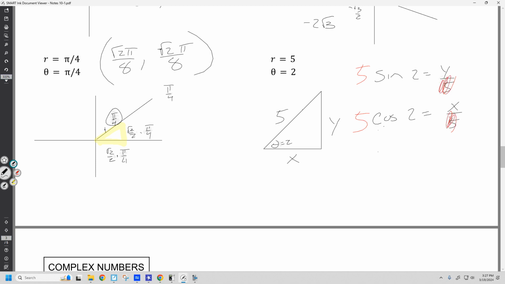So my answer is 5 cosine 2 and 5 sine 2. And guess what? The cosine of 2 is going to be negative, so it puts me in the correct quadrant. I don't have to write that the x coordinate is going to be negative. Cosine of 2 takes care of it. Sine of 2 is going to be positive. Great. Figured that out.